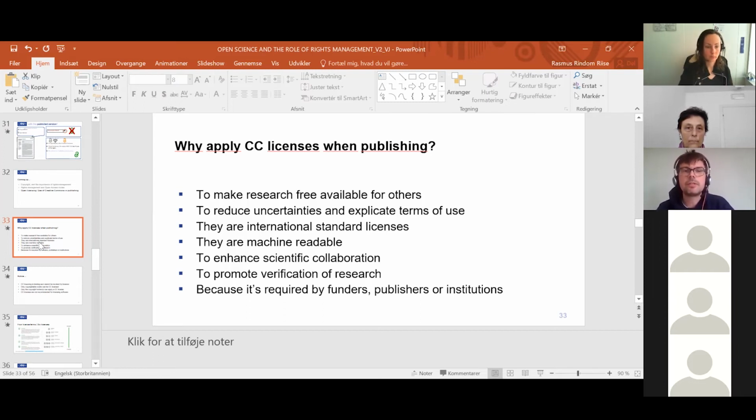It's also a great way to enhance scientific collaboration due to the fact that it's open content. It can be shared across country borders. And it's a way to promote the verification of the research, especially if the research data is made available with a CC license. It can easily be verified by other researchers. And of course, it is quite often required by funders, publishers and institutions that a specific license is attached to the work.